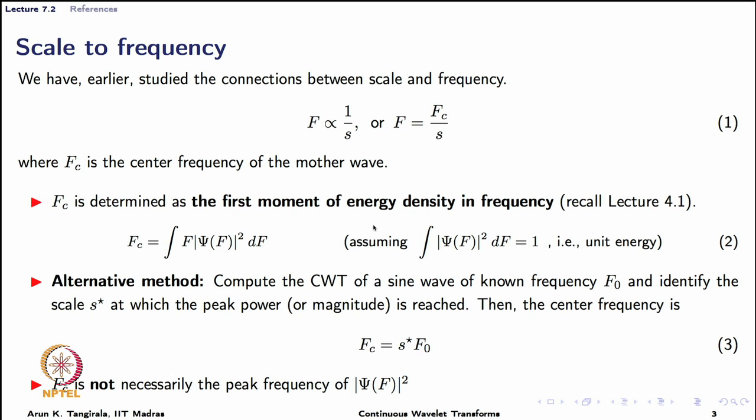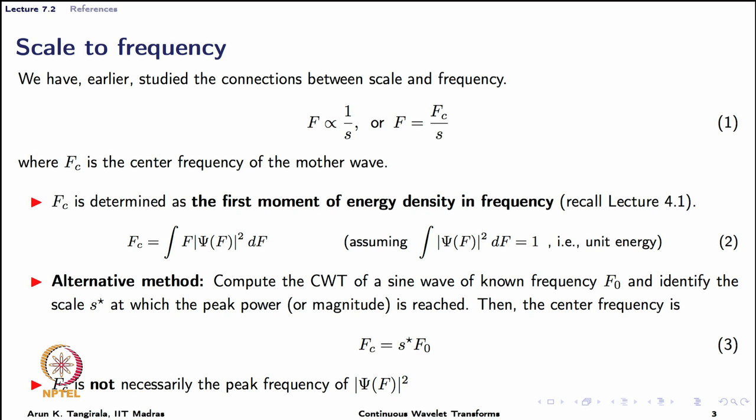Now, from our lecture 4.1, that is unit 4, we can recall the definition of center frequency. It is the first moment of the energy spectral density of any function. Here our function is the mother wave itself, and this expression, of course, you may recall, assumes that the function for which I am computing the center frequency has been normalized to have unit energy. Here what that means is, in order to use this expression given in equation 2, I will have to ensure that the mother wave has been normalized to unit energy, which is generally the convention that is followed in wavelet analysis.